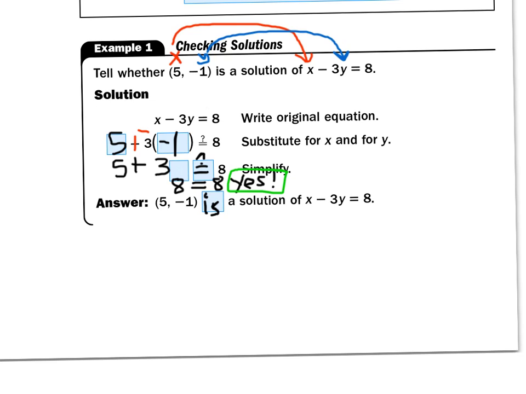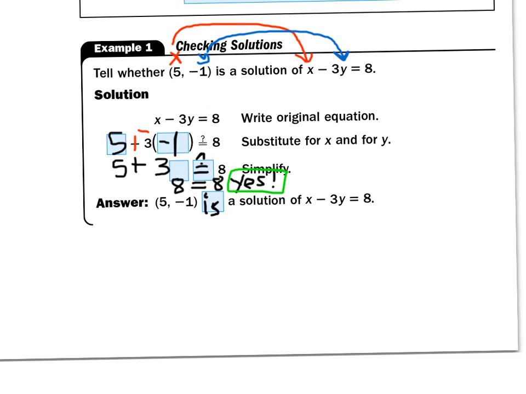Okay, so take a look at example 1. We need to tell whether the point 5, negative 1 is a solution of the equation x minus 3y equals 8. I would tell you to grab your red pen and put an x above the first number they give you, and then draw an arrow to the x, that's where the 5 is going to go. Then with your blue pen, draw a y above the second number they give you, the negative 1, and draw an arrow to the y. That's where the negative 1 is going to go.